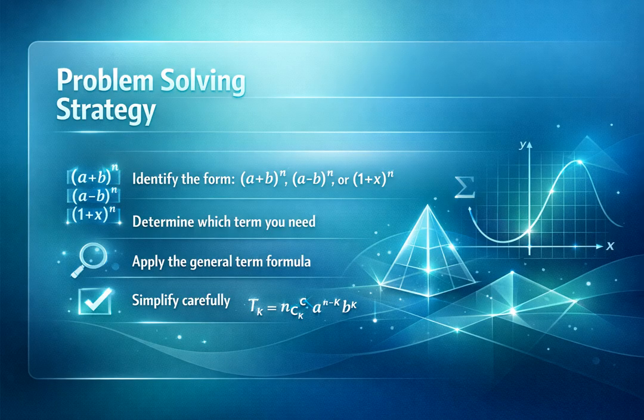Problem-solving strategy. First, identify which form you have: (a plus b) to the n, (a minus b) to the n, or (1 plus x) to the n. Determine which term you need. Apply the general term formula. Simplify carefully, watching for signs and powers.